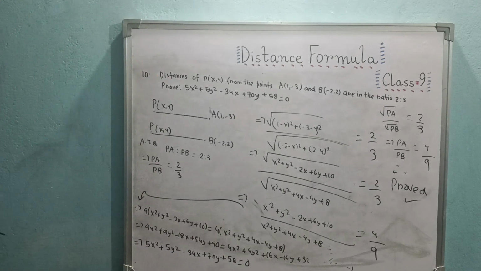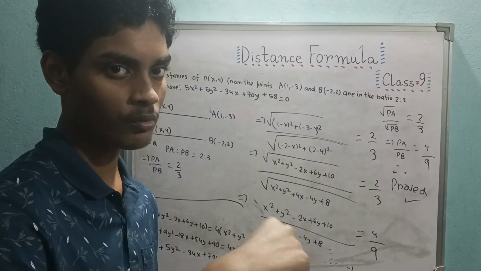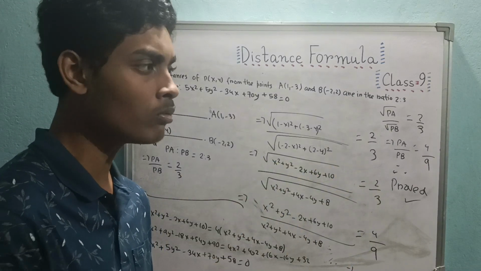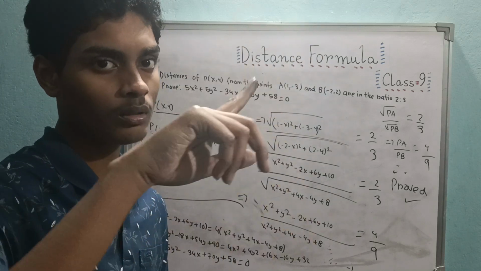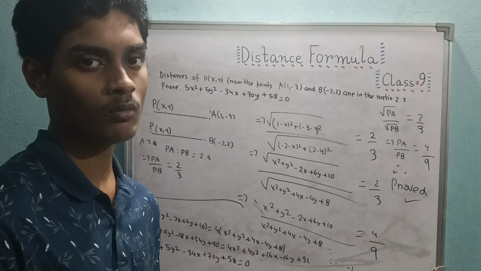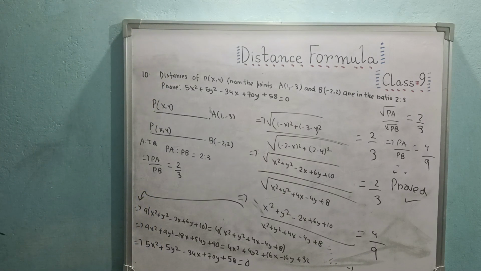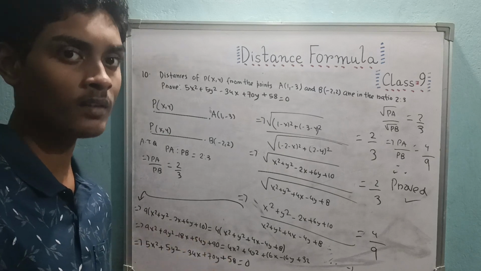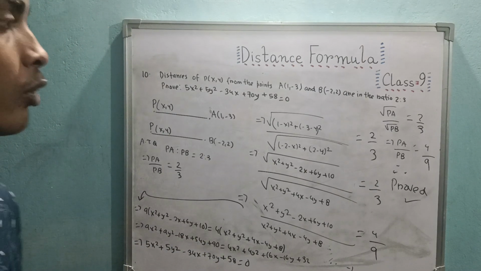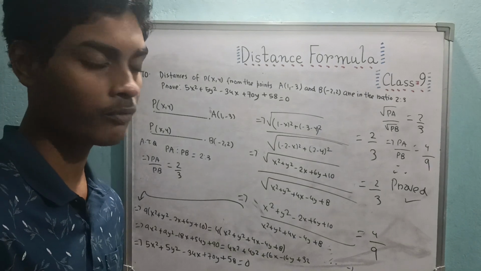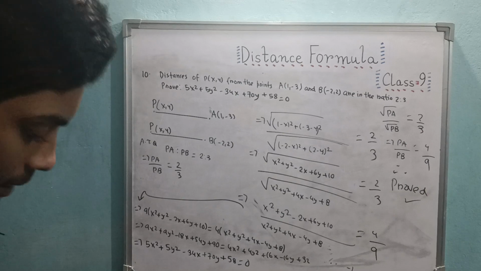So I hope you understood the formula. Summary: distance between 2 points A (x1, y1) and B (x2, y2) equal to root of (x2 minus x1) whole square plus (y2 minus y1) whole square. Yeah, that's the formula. Remember it and you will succeed, because sums come in some proportion in the exam from this chapter. So I hope that you will score good marks because it's a very easy formula. So with that I finish this chapter for class 9.